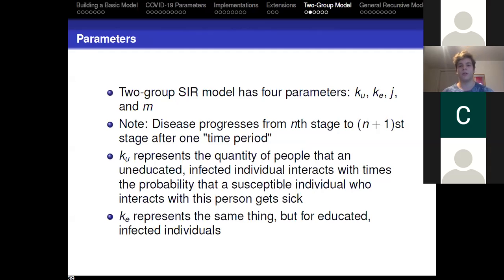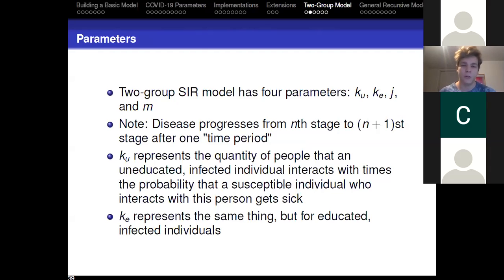Okay, so here this model has 4 parameters: K sub U, K sub E, J, and M. And we also represent the movement from the nth stage to the n plus first stage as one time period. So in our specific model, this time period refers to a day.